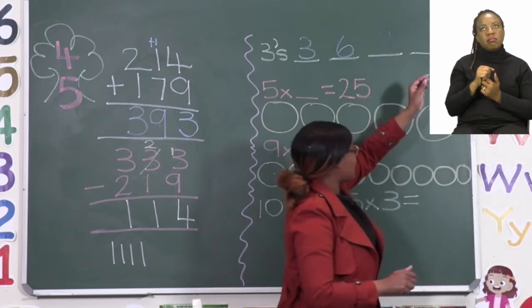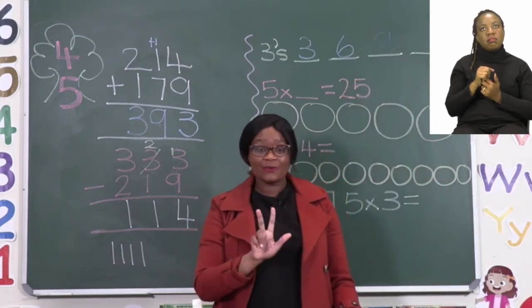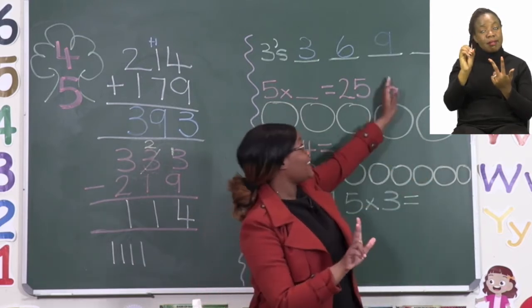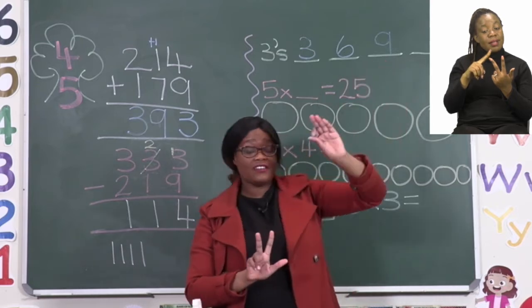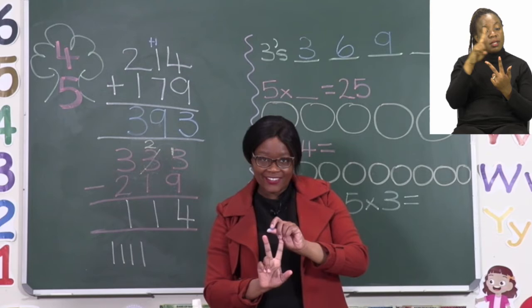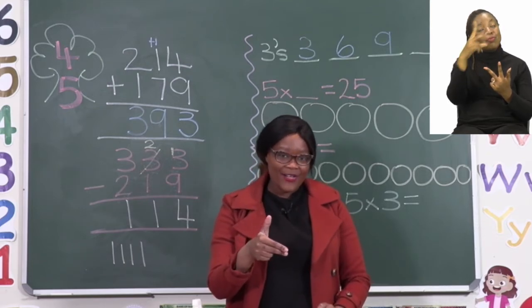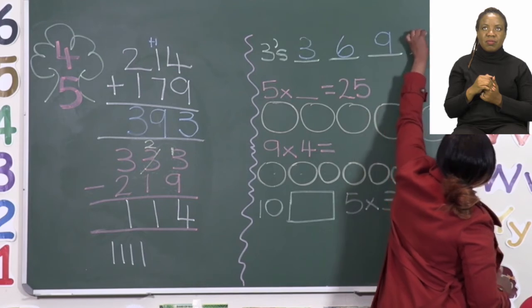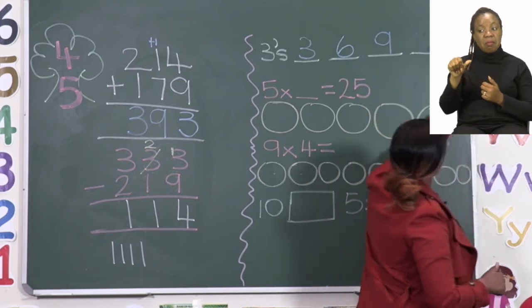Good job, everyone. Now I want you to do the next one with me, your 3 fingers. And then we say 9 is already there. So we're counting on. From 9, we say 10, 11, 12. Good job, everyone. So you're going to finish the rest by yourself.